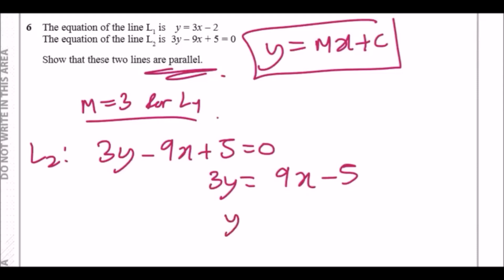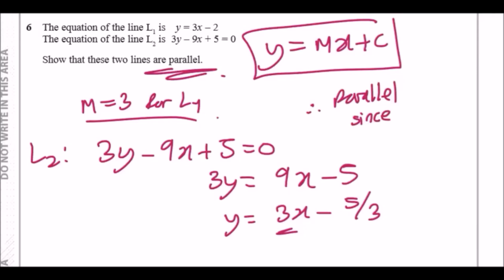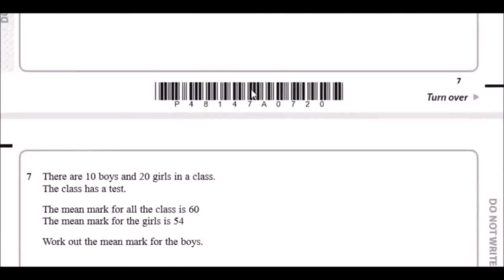So you should get y equals 3x, minus 5 divided by 3, well, doesn't matter. And yes, they have the same gradient because they both have a 3. So they just stay parallel, since m equals 3 for both lines, indicating they're parallel. They just have a different y-intercept, at minus 2 and minus 5/3. Yeah, that's it.